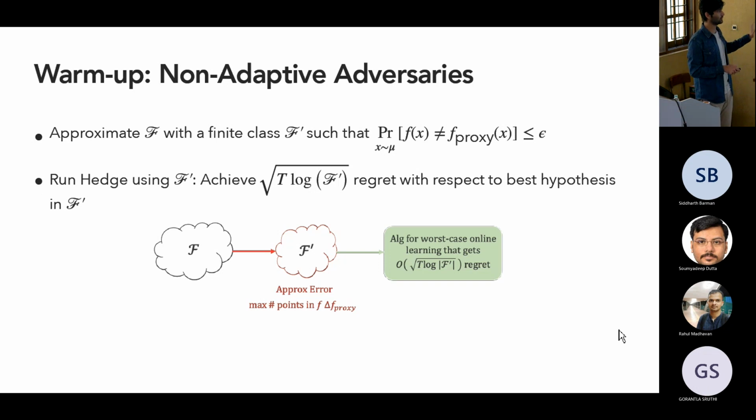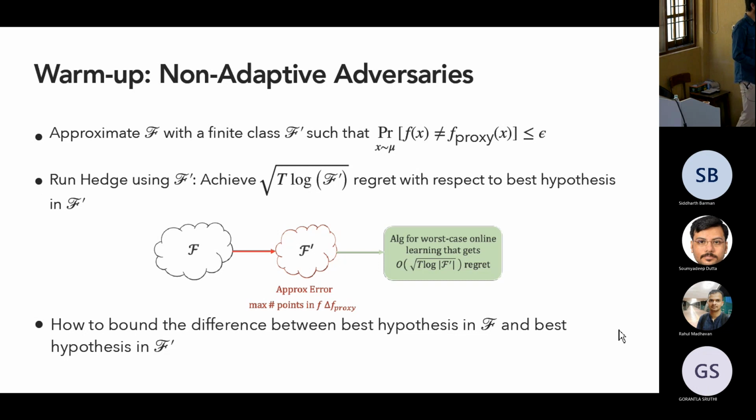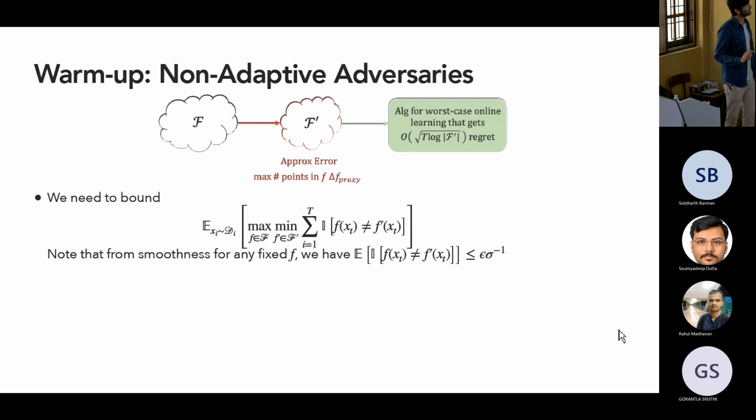And you need to talk about the approximation error, which is the max number of points that fall in the gaps between your actual class and the f proxy that you're taking. Now, how do you bound the difference in these two things? What do you basically need to bound? You need to bound this empirical process, which is the expectation over xi from di of the max over the elements in the hypothesis class, minimized over the elements in the proxy class, of the number of times f and f prime disagree. This is some empirical process. And we also note that because of smoothness, the expectation of the inner summand is bounded by some number, epsilon times 1 over sigma.